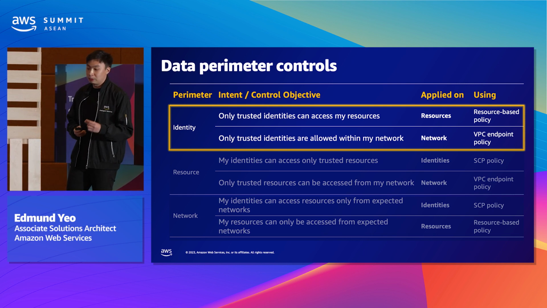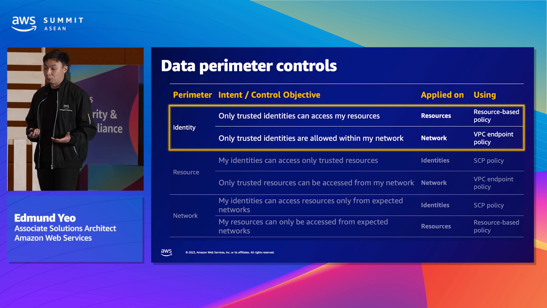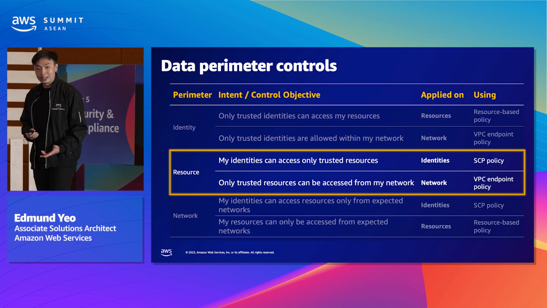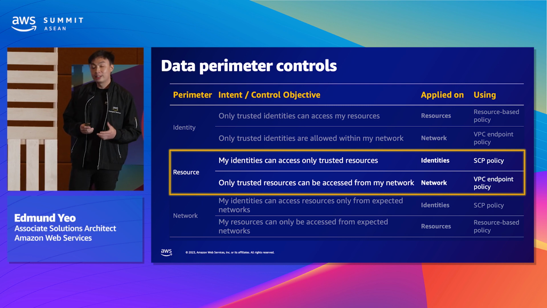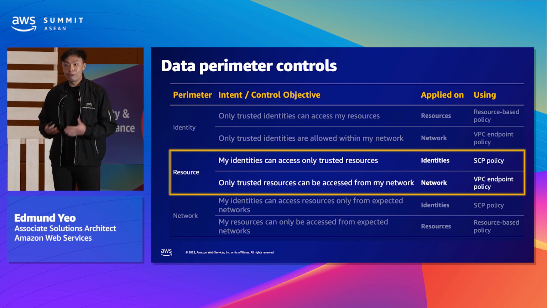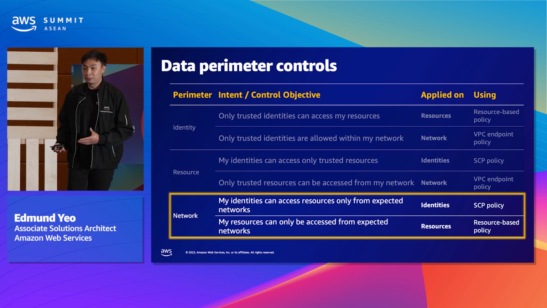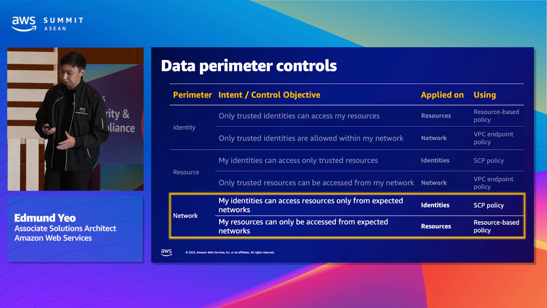So with the intent to make sure that only trusted identities can access resources and from your network. Resource policy is trying to establish what is being accessed. So with an objective to ensure that only your trusted resources can be accessed by your identities and from your networks. Lastly, the network perimeter is trying to establish where the request is actually coming from. So network perimeter controls help to ensure that your users and applications' credentials cannot be used from networks which are not managed by your organization.